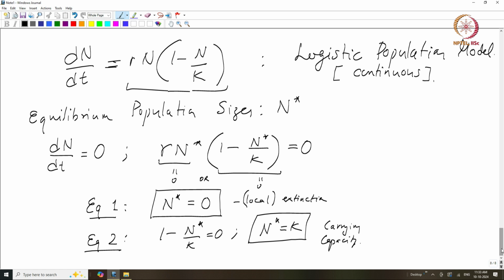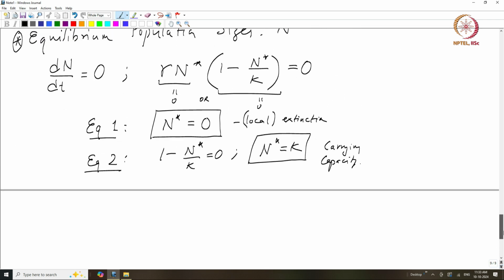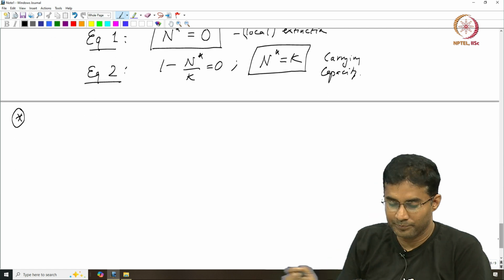Okay. So, now we have identified the equilibrium population sizes. So, what is the next step? We should now identify whether they are stable equilibria. Which of them are stable? Are both of them stable, or only one of them? Let us try to find that out. Stability.